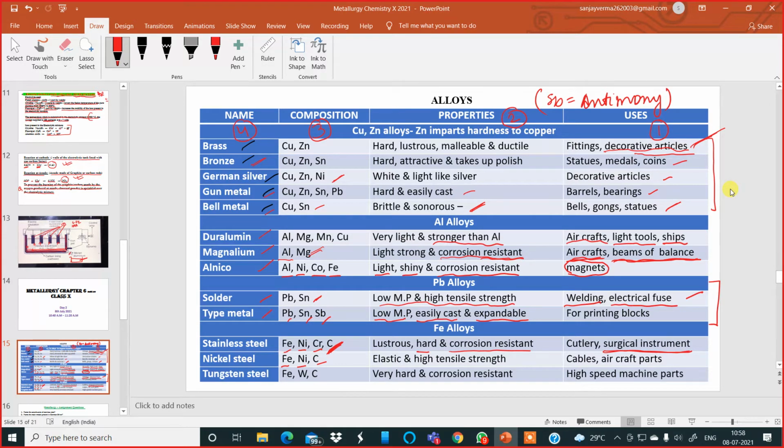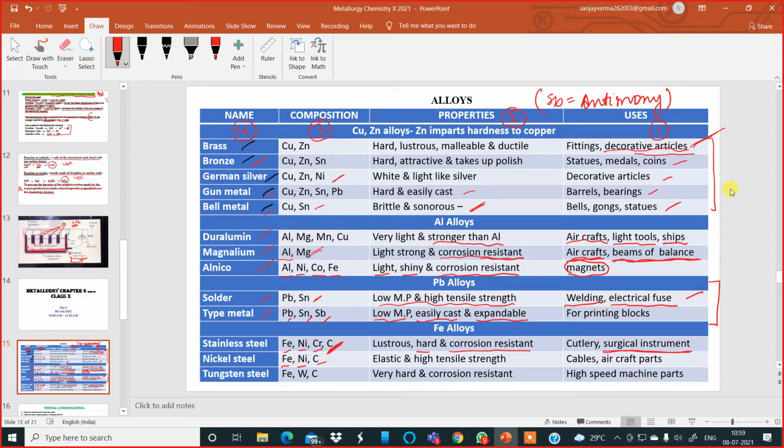That is why it is used in making cables. When you are going for mountaineering, rock climbing, or parachuting in aeroplanes, nickel steel is used to make cables. You can rely on cables made of nickel steel; they are very strong and do not break down easily.